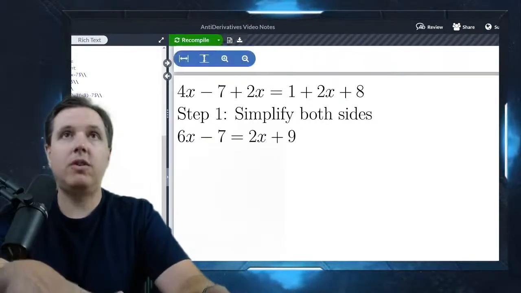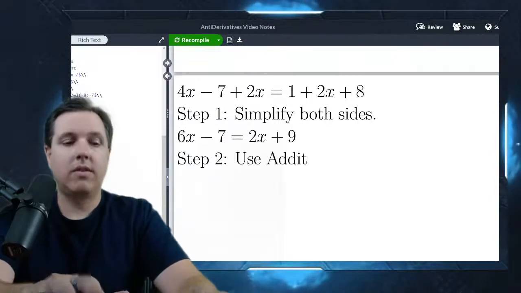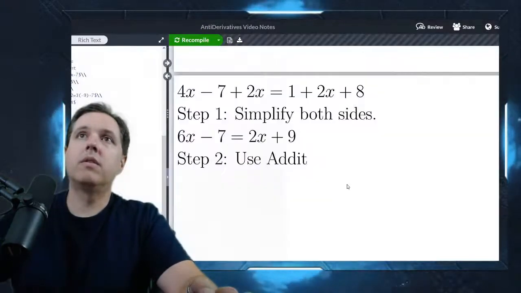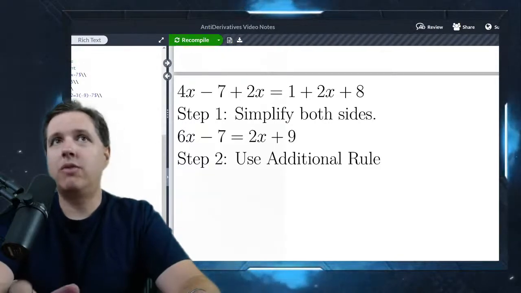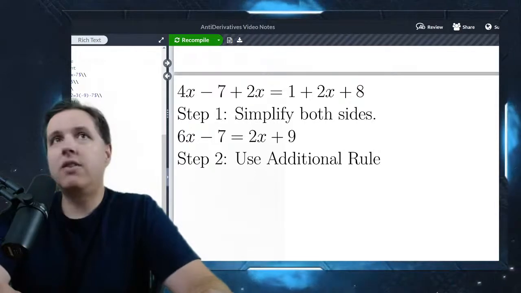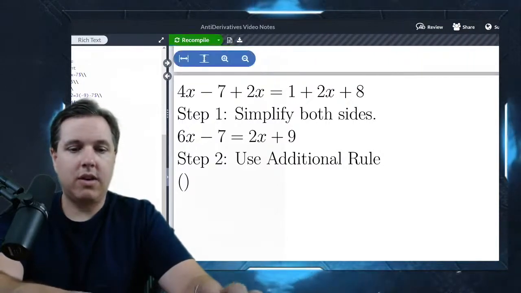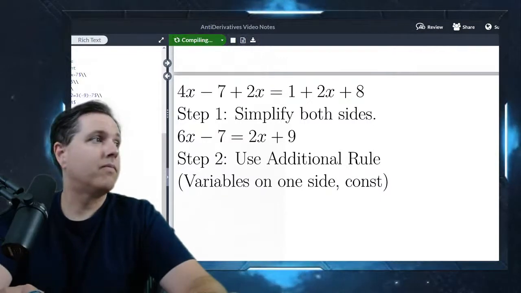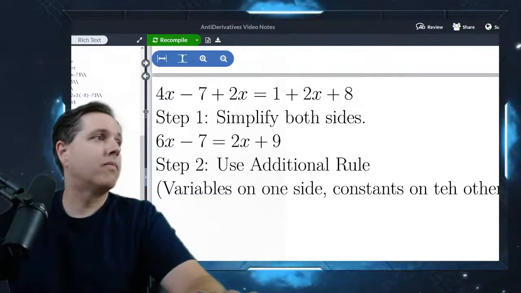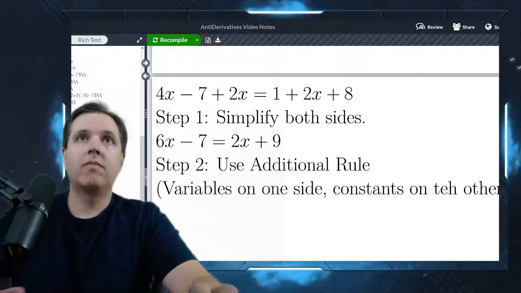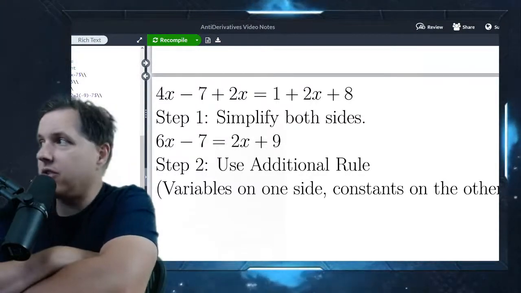So step 2 is use the addition rule. And how do we know when we're done with that addition rule or what our goal is for the addition rule? Think of it this way. Variables on one side, constants on the other. Okay, so that's our goal with the addition rule. I'm going to get my variables on one side. I'm going to get my constants on the other side.